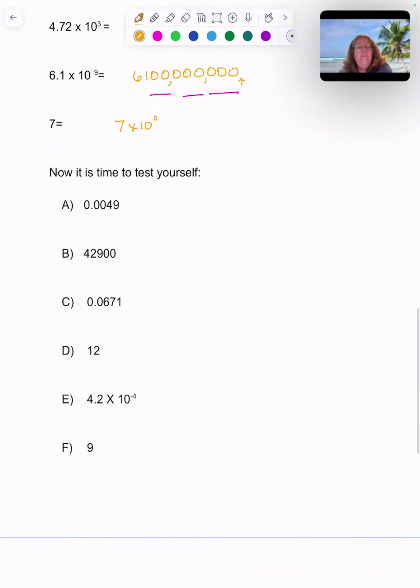You can go ahead and pause this video for a moment, do these digits, see if you can put them into scientific notation if it's already in expanded form, or if it's in scientific notation, put in expanded form, and then come back to the video and check yourself. Remember, all of these videos are designed to be done in less than 15 minutes. So you should be able to do this pretty quickly.